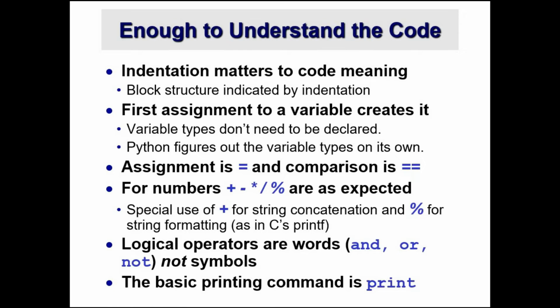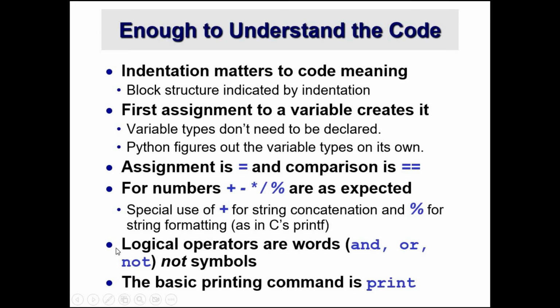Number 4: for numbers, operations like addition, subtraction, multiplication, division, and so on are as expected. There is a special use of plus for string concatenation and the percent symbol for string formatting. So the special use of the addition or plus operator is in string concatenation. When we want to concatenate two strings, we use this plus operator. And the percent symbol is used for string formatting. We use both of these operators in string formatting and string concatenation.